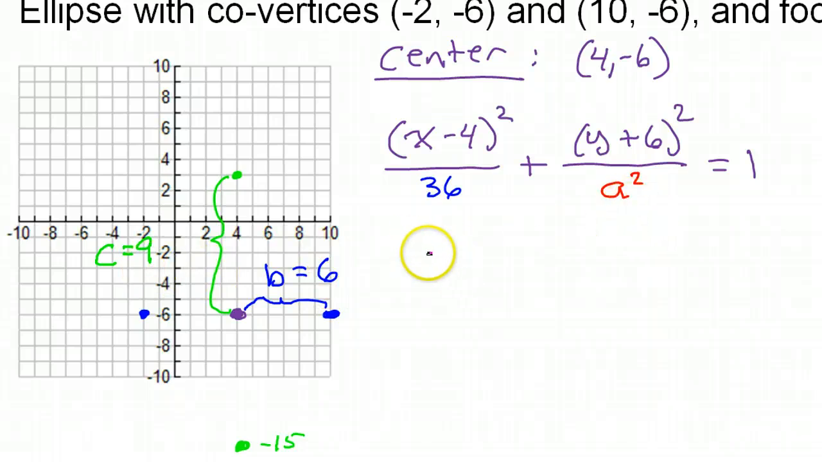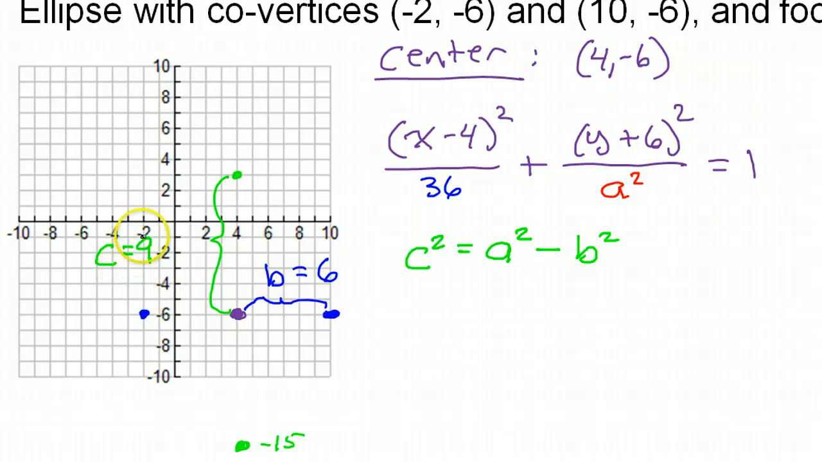So guess what I'm going to do? I'm going to use this formula: c squared is equal to a squared minus b squared. This is the formula for ellipses. For hyperbolas, it would be plus.